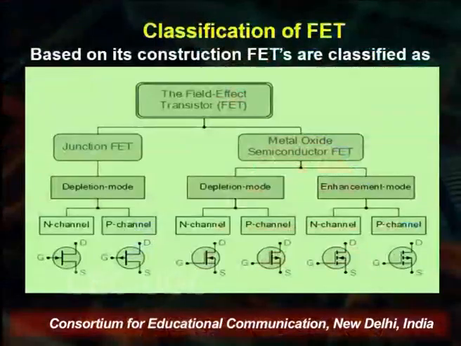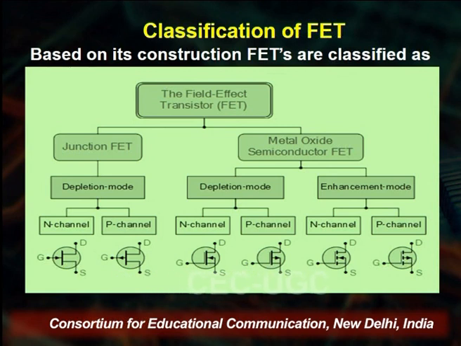On the basis of its construction, FETs are classified as, number one, the junction FET, that is the JFET, and second, the metal oxide semiconductor FET, that is the MOSFET. First is the JFET. So, the field effect transistor is classified into two categories: first is the junction FET and second is the metal oxide semiconductor FET.